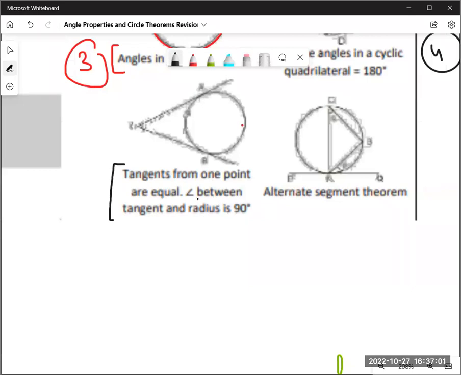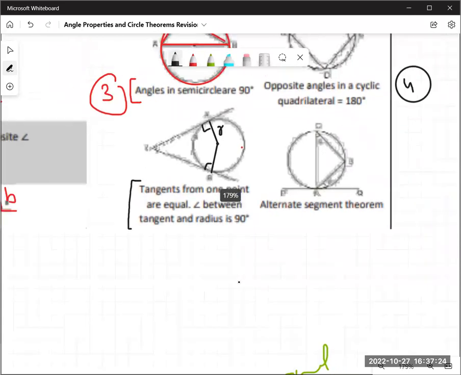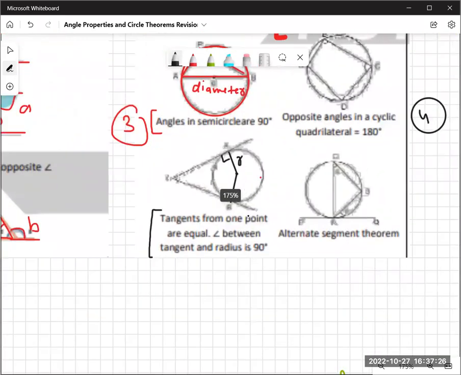Tangent: a line that touches. Tangents from one point are equal. The angle between tangent and radius is 90 degrees. What that means is, if I have this radius right here, this is going to be 90 degrees. So is this going to be 90 degrees? Fine. But there's one more line here. Tangents from one point are equal.